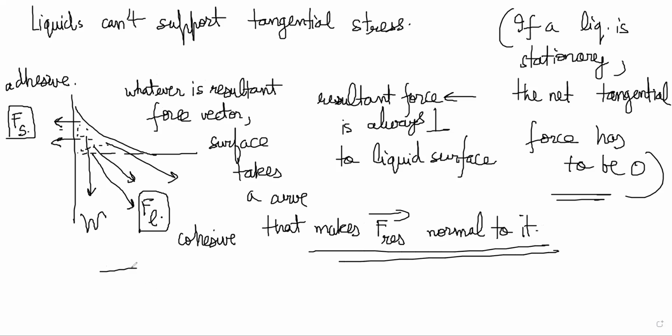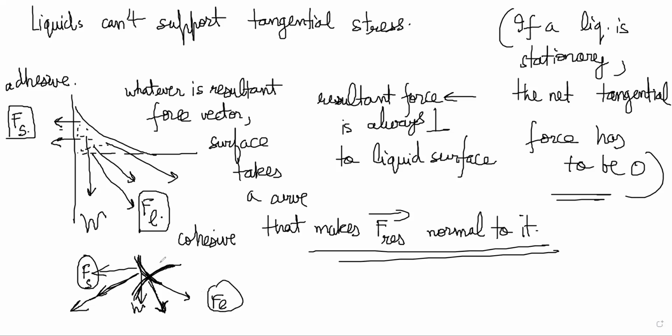So 3 forces you have to add: FL, FS, W. Whatever is the resultant could be this side, could be this side, right? Because it depends on FS and FL. And if it was this side, then this has to be F resultant, then surface has to be like this, right? If it is this side, then surface has to be like this, because resultant force has to be perpendicular to the surface.